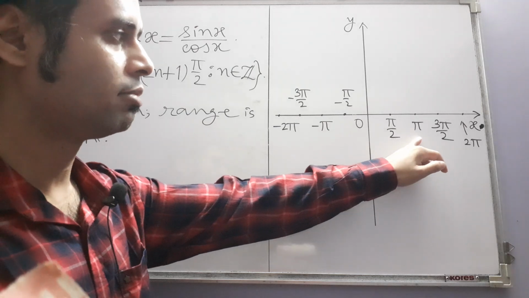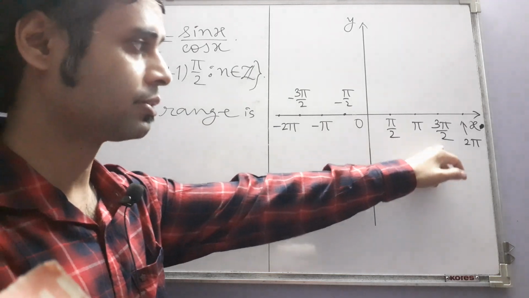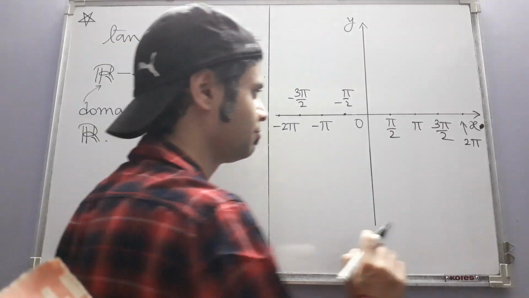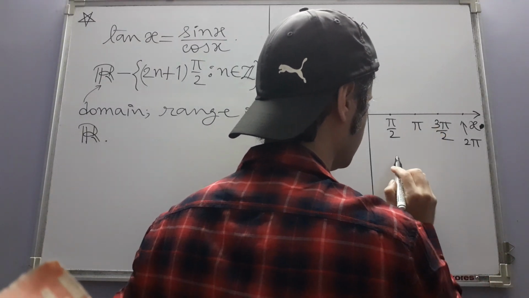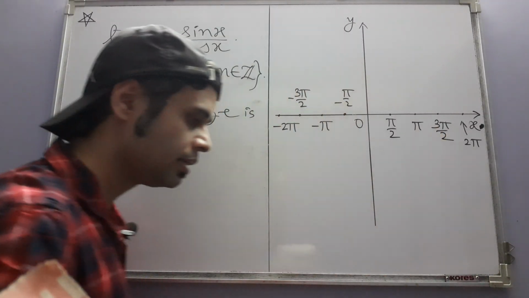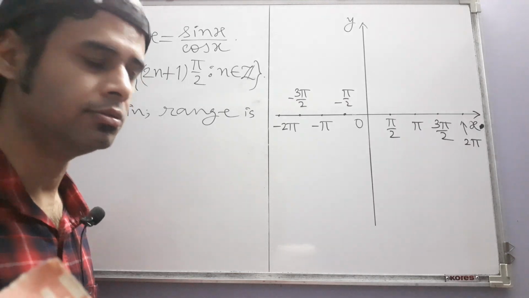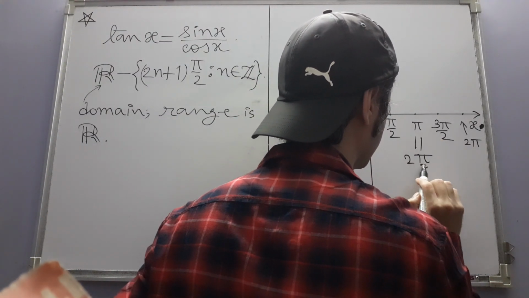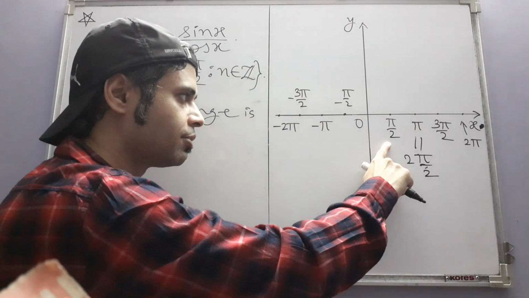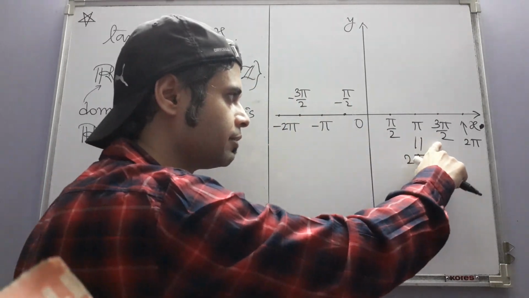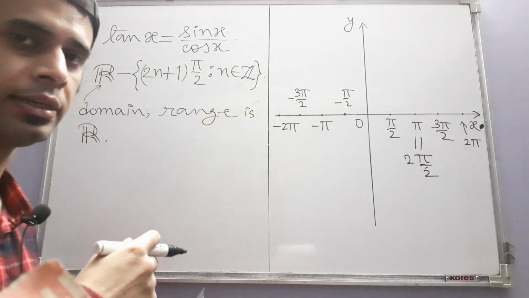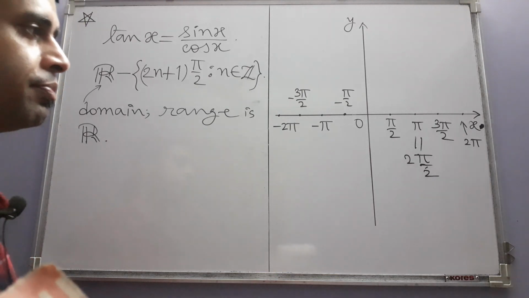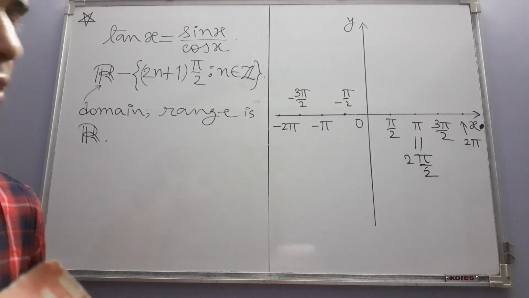still after pi over 2 you are suddenly having pi and then 3 pi over 2. At first it may seem confusing, but if that's the case, then you just think everything in terms of pi over 2. This pi actually is 2 pi over 2. 1 pi over 2, 2 pi over 2, 3 pi over 2, 4 pi over 2, like that. In that pattern it's going. So maybe that will help if you don't get it the first time.